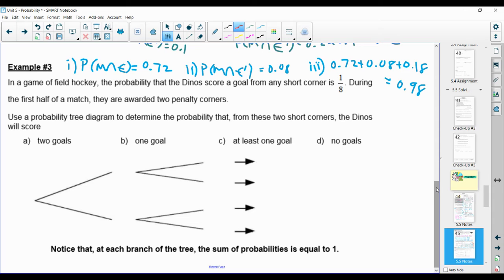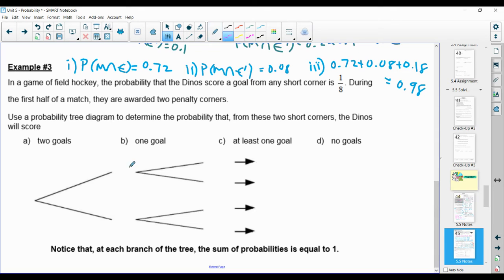So example number 3 says, in a game of field hockey, the probability that the Dinos score a goal from any short corner is 1/8. During the first half of a match, they are awarded 2 penalty corners. And we're going to use the probability to determine that there's 2 goals, 1 goal, at least 1 goal, or no goals. So we're looking at 2 different goals here.